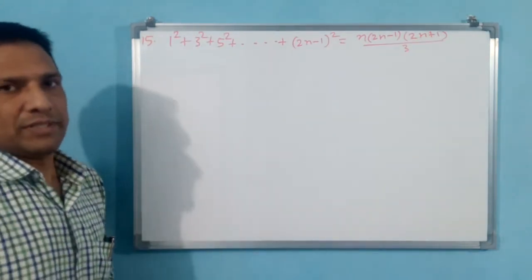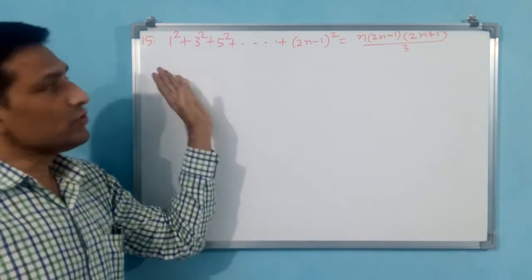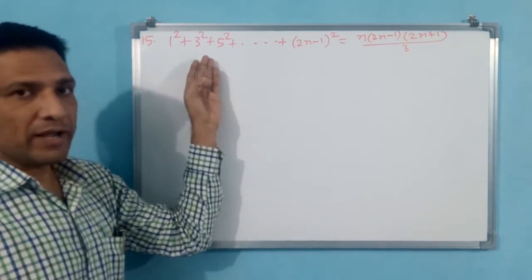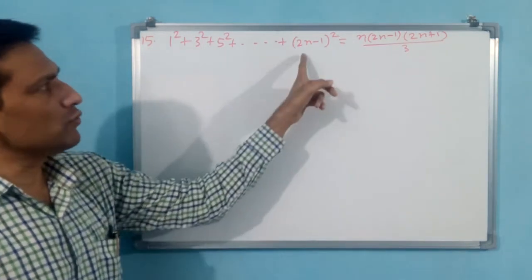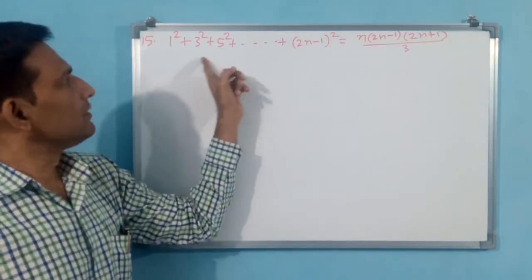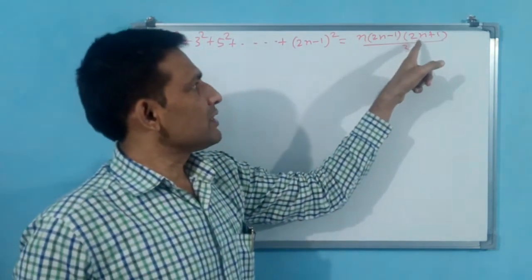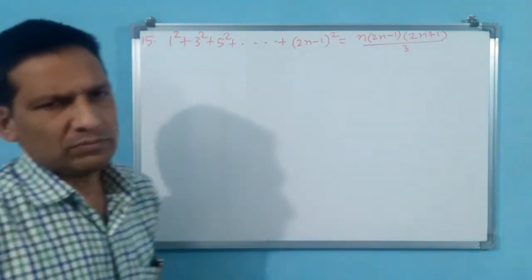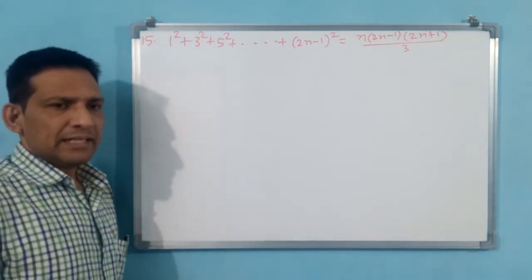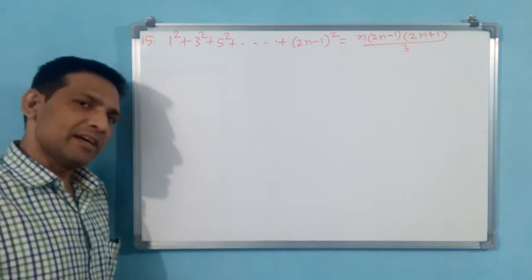See the 15th question: 1 square plus 3 square plus 5 square. You see all odd numbers are coming. After 1, 2 has not come; 3, 4 has not come; 5. Like that odd numbers are there, up to 2n minus 1 whole square. This is addition only, the sum of squares is equal to n into 2n minus 1 into 2n plus 1 by 3. You have to prove this statement by the principle of mathematical induction, and n belongs to capital N, that means n is a natural number, as they have given.